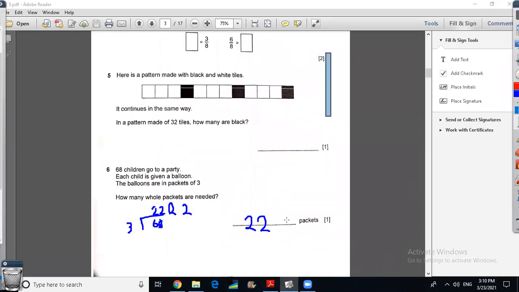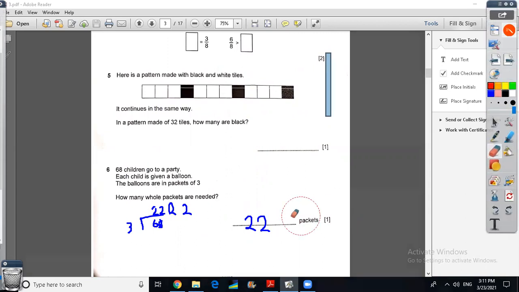All right, it says here 6 to 8 children go to a party. Each child is given a balloon. The balloons are in packets of 3. How many whole packets are needed? Okay, look at this. They said 6 to 8 children, and each packet has 3. So how many packets do I need to buy to cover the 6 to 8?